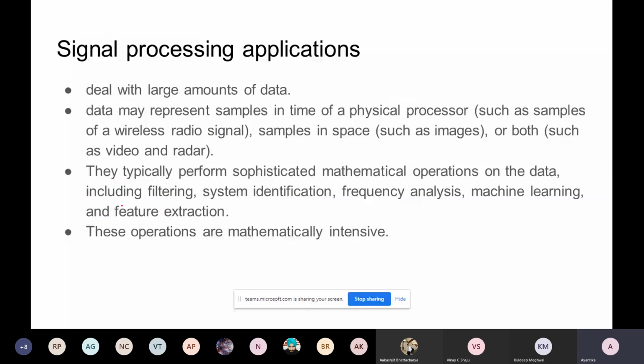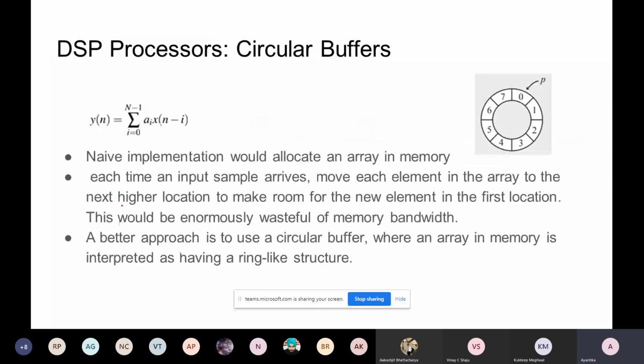Okay, these top points. First, these are used in signal processing applications where we need sophisticated mathematical operations to be performed on an input stream of data. Those are like filtering, frequency analysis, those things. Now, due to the nature of this requirement, we add a few typical features there that are only present in the DSP processor. Among them, one is the circular buffer.